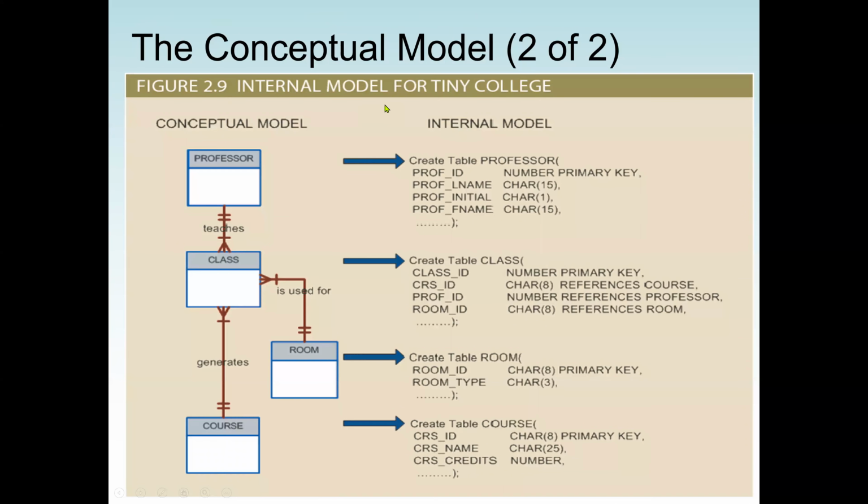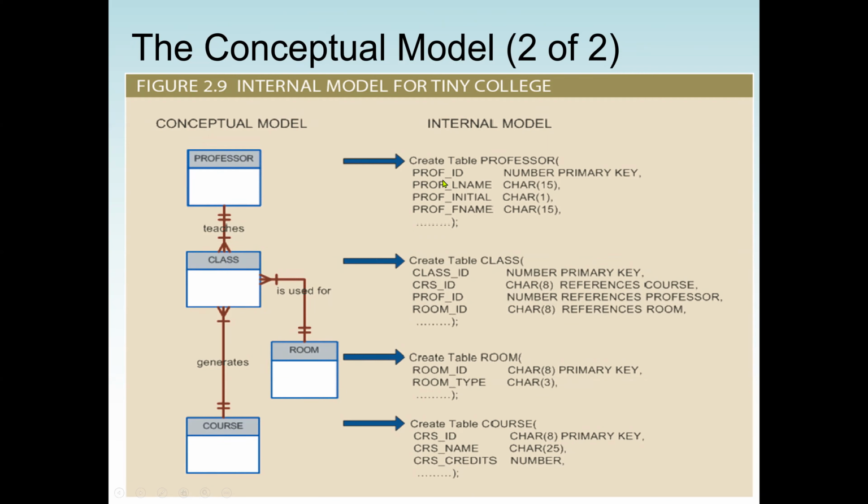So here we have the internal model for Tiny College. We have the conceptual model: professor. In the conceptual model, we don't really care about the attributes of the entities or data types. So we have a professor, class, room, and course. We say one professor teaches one or many classes, one room is used for one or many classes, and also one course generates one or many classes.